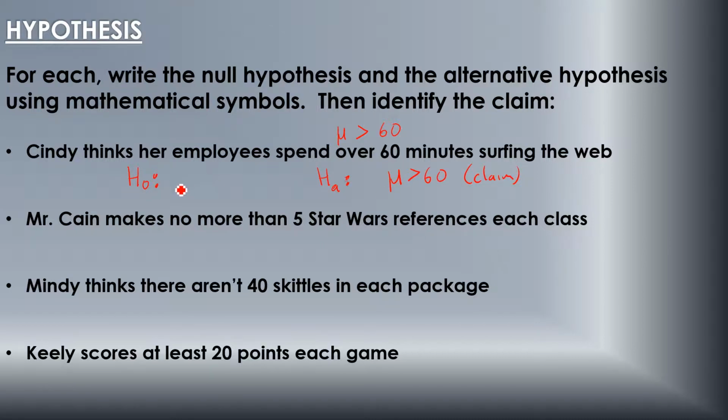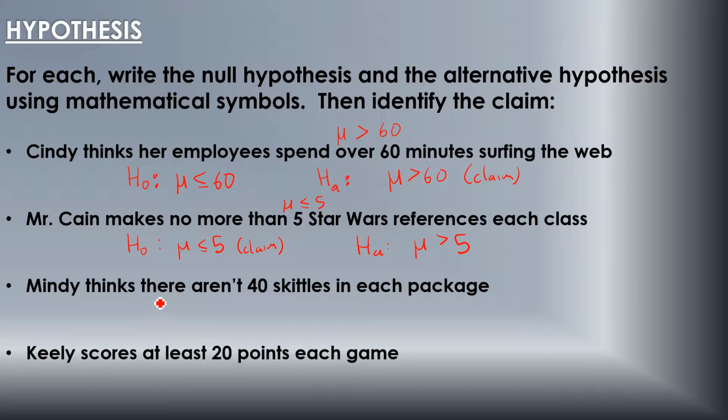The null hypothesis is that the mean is less than or equal to 60. Mr. Kane makes no more than 5 source references each class. So I could make 5, but I'm not going to go over that. So the mean is less than or equal to 5, and that's actually the null hypothesis. On average, I make no more than 5, and that's the claim. The alternative is the exact opposite: I make more than 5 of them.